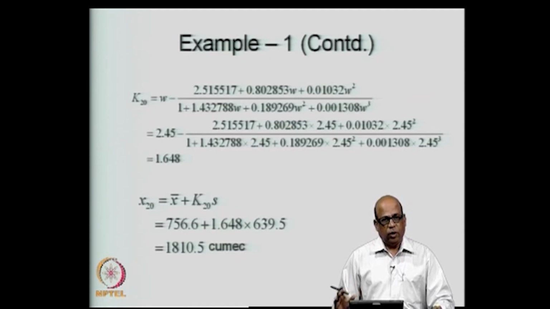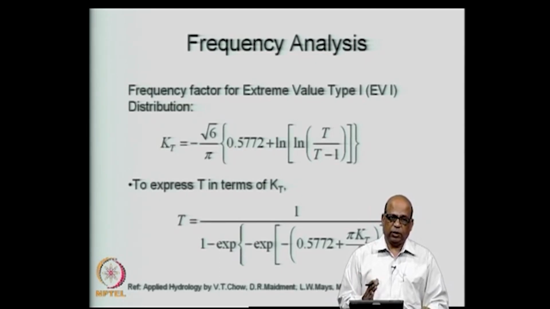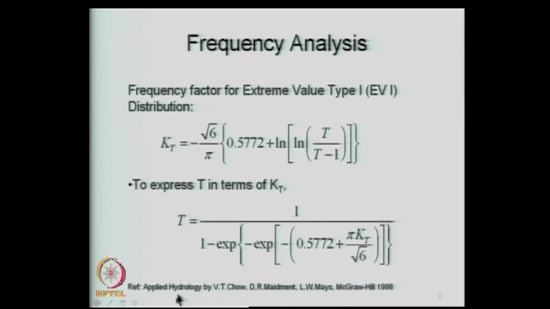Okay, that is about the normal distribution. Let us look at the extreme value type 1 distribution. As I said, the frequency factors have been worked out earlier in research papers, and most of them are due to Ven Te Chow. All students of hydrology are familiar with this particular name, Ven Te Chow, and I am referring to this particular textbook by Chow, Maidment and Mays.